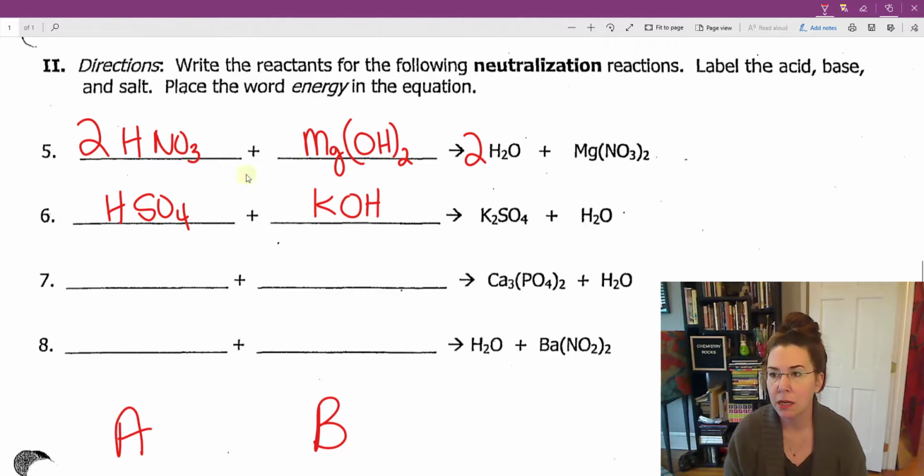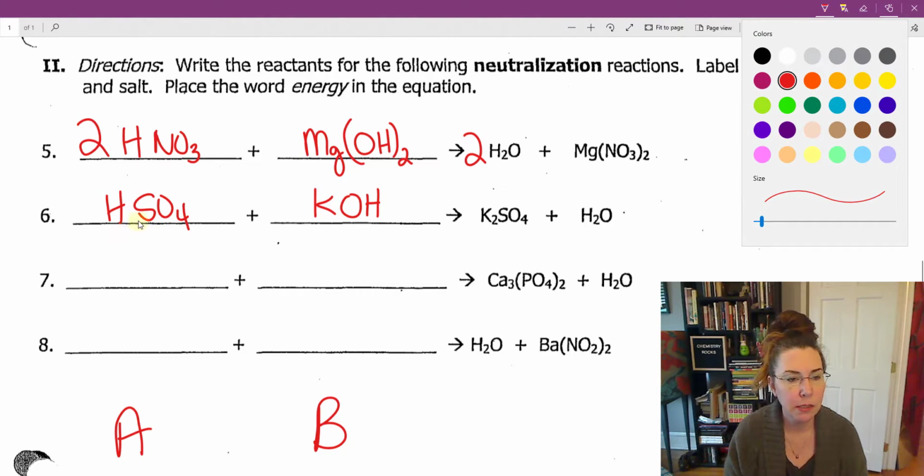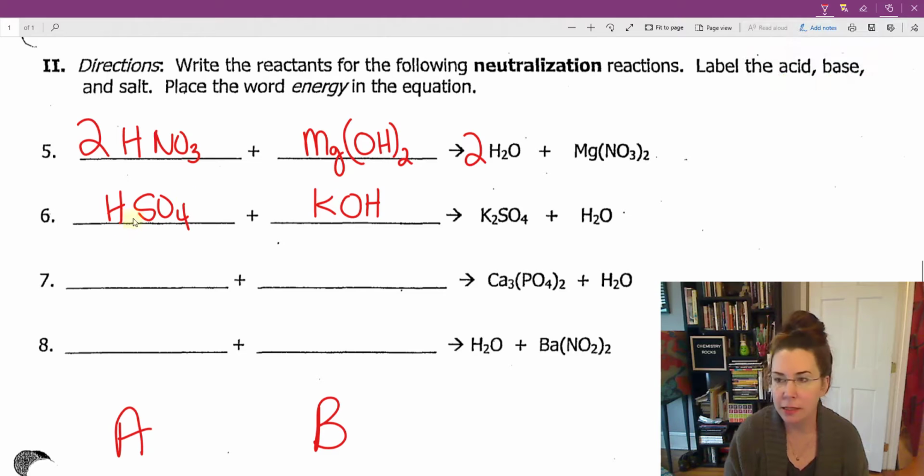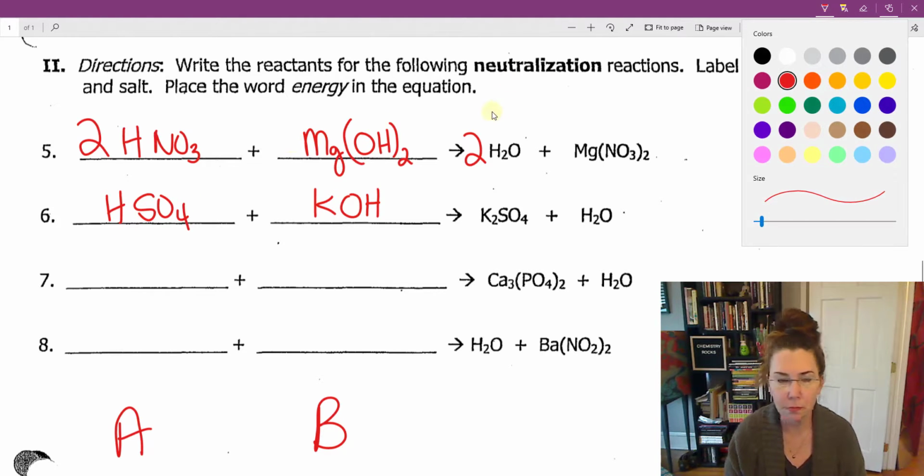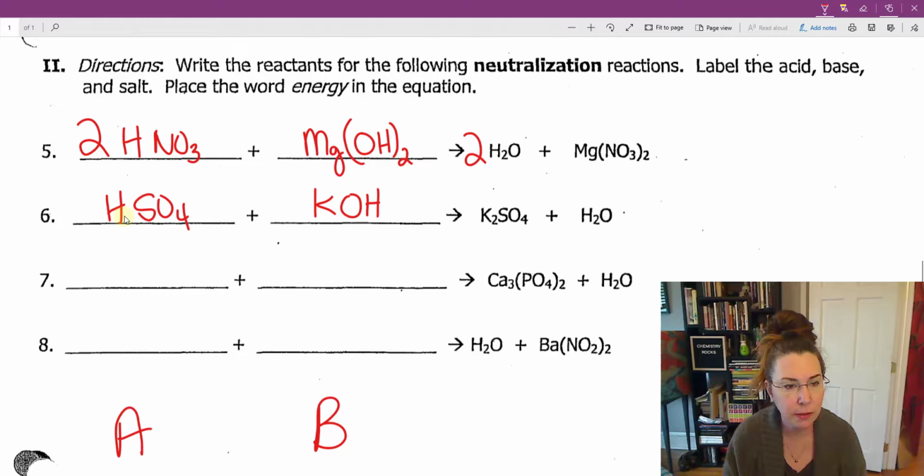Over here, I saw this mistake a lot. Pay attention. Our sulfuric acid is H2SO4, because SO4 has a charge of -2 and the hydrogen has a charge of +1. And that means that we have to have H2SO4.